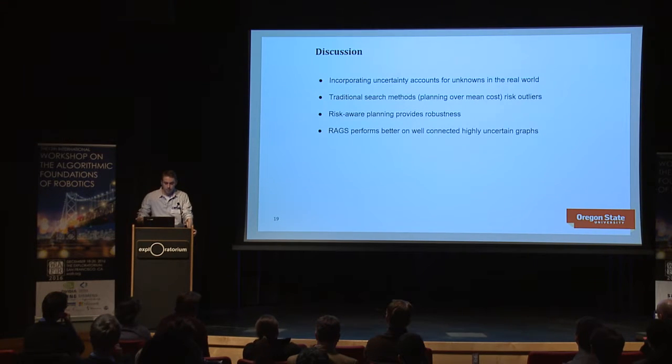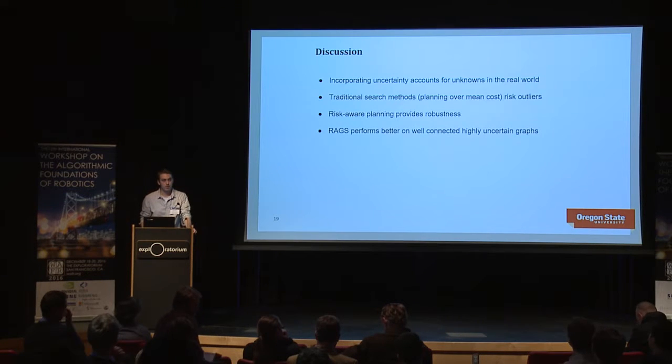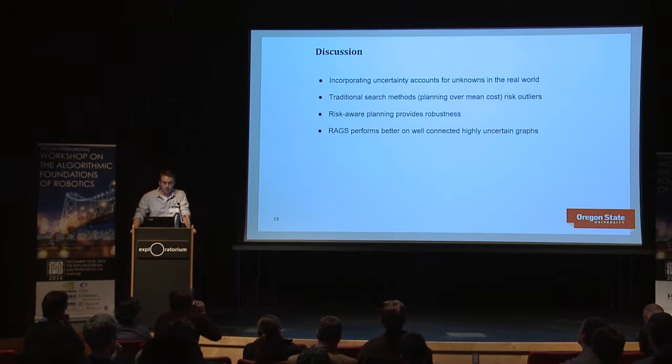Okay, so the benefit of using our algorithm is that it provides robustness, right? If you're really aware of your final path costs and you can't risk having a high cost, that's where you're going to see the benefit. Traditional search methods like A star and sampled A star and even greedy, you're going to get those outliers.